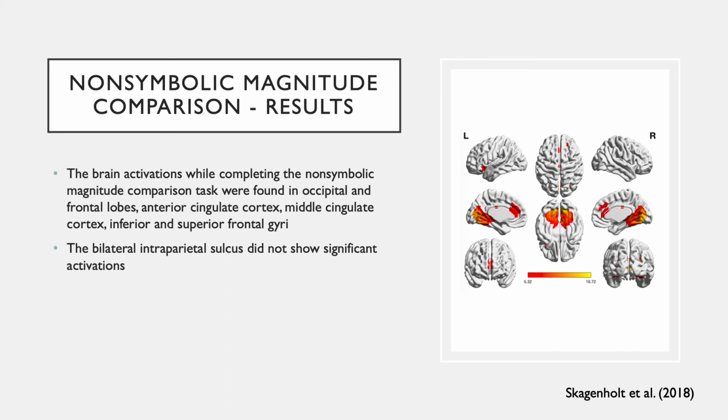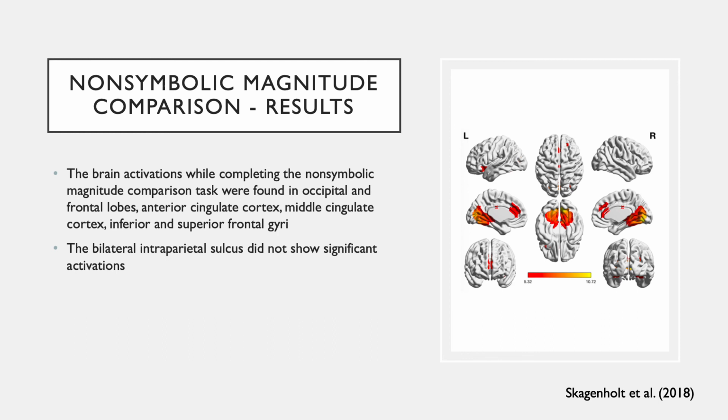The brain activations while completing the non-symbolic magnitude comparison tasks were found in occipital and frontal lobes, anterior cingulate cortex, middle cingulate cortex, inferior and superior frontal gyri. You can see these activations in the image to the right, and as you can see, the activations seem to be more localized in comparison to the other scans.